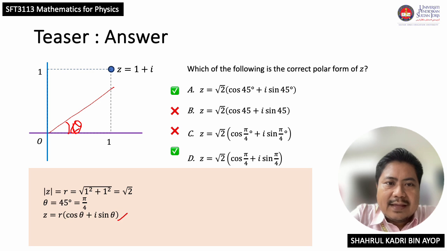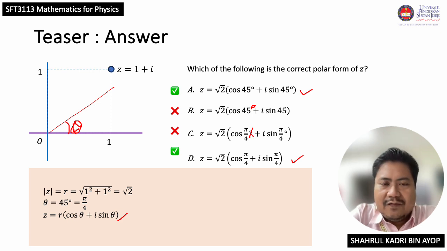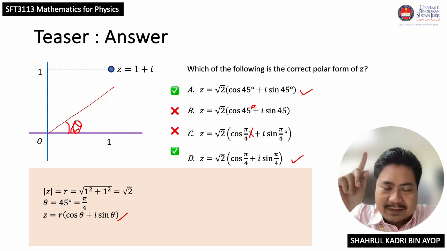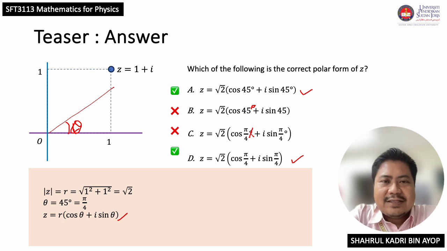When you inspect the options, actually A and D are correct. So why is B wrong? Because this is 45, we should put the degree sign if we want to express it in degrees. If you put it in radians, you don't need the degree sign. It doesn't matter whether the argument of the complex number is in degrees or in radians. If you put it in degrees, you have to put the units there, but if you use radians, you don't need it. Okay, good luck.